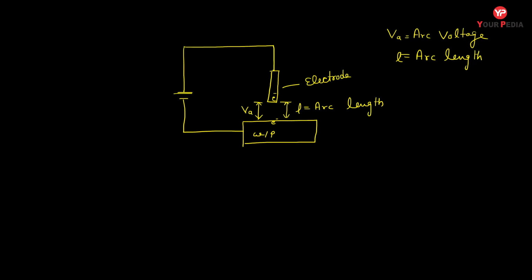Next, there is some flow of current through these wires. That current is I, and there must be some potential difference across the power supply, that is V. So V is the supply voltage, and I is the supply current.